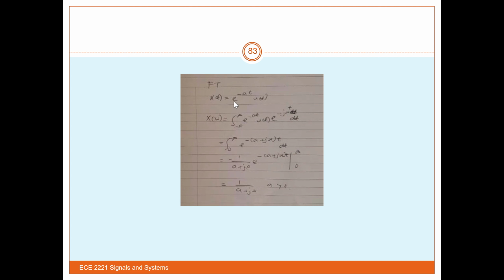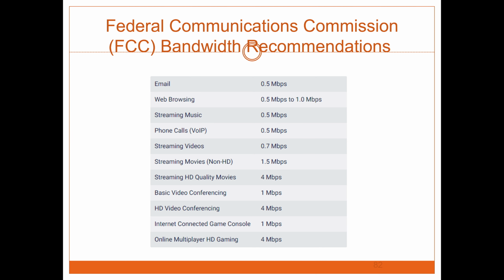Alright, so that is all for the frequency transform. I will continue with the revisions after this. Inshallah, I hope you can contact me if you don't understand.